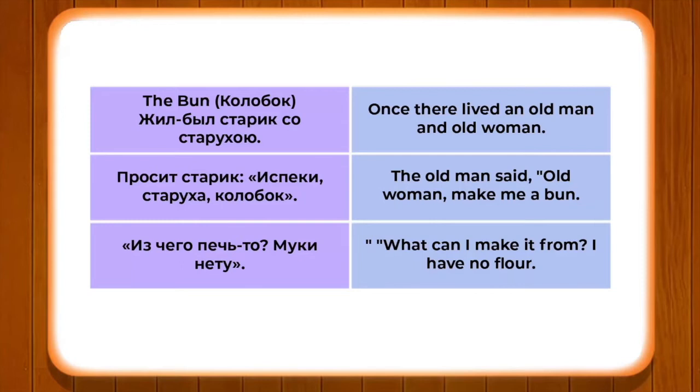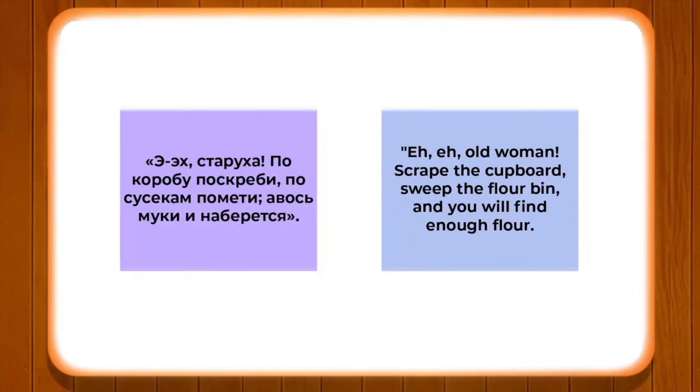Next sentence we have: эх, старуха. So these are the междометия, the words which express feelings or which do not have a specific meaning. It means, in this way. Here the old man is addressing the old woman, старуха, that means old woman.